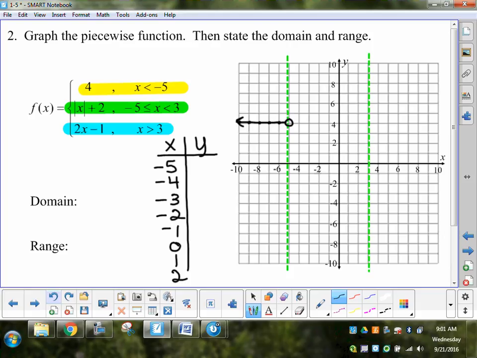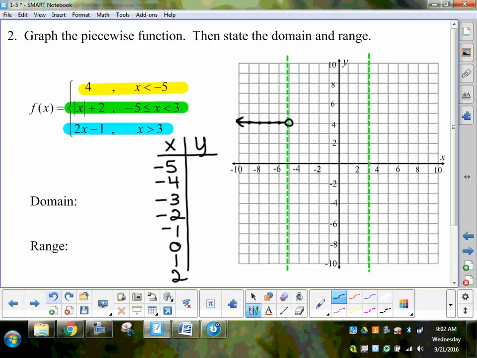Is that one person, 2? Okay, what do you say? What's the absolute value of -5 plus 2? Now look, what do you get when you plug in a -4?